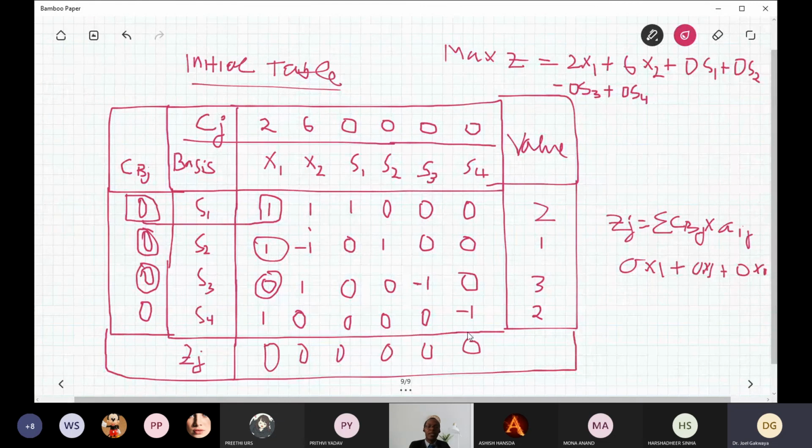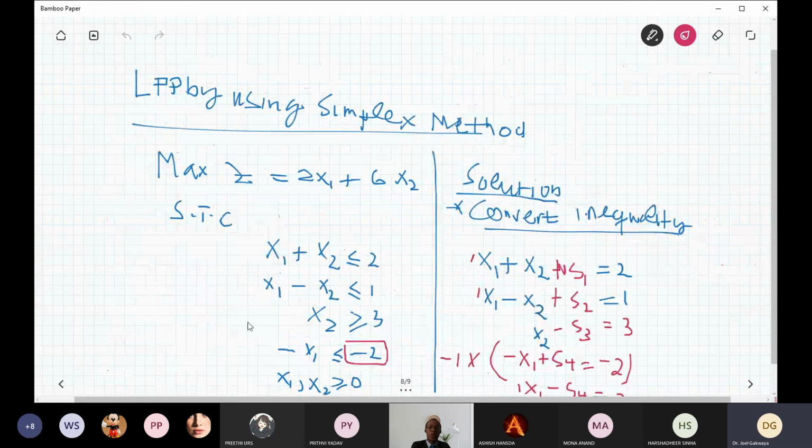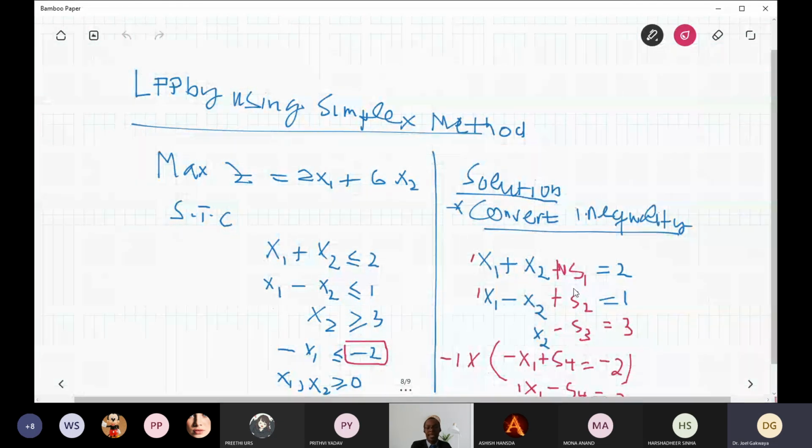These are the zeros. Now, you find the CJ minus ZJ. You take the CJ and do CJ minus ZJ, and then you find the maximum, and that maximum will be the pivot column or key column. Okay? Key column. And then you proceed. For the next class, we shall proceed. The main point was to show you how these variables are added.